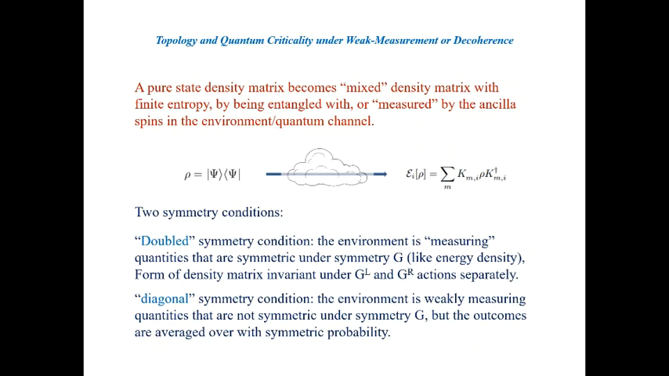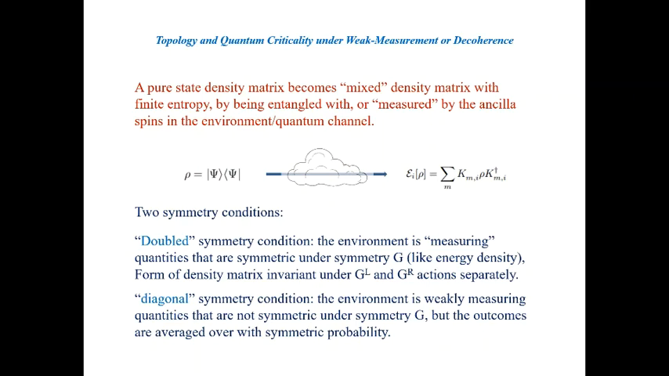In previous talks, this was called a strong symmetry condition. But then there's also a weaker symmetry condition. Here, I would call it a diagonal symmetry condition. The reason is that suppose the environment is measuring quantities that are not symmetric under symmetry G. However, eventually, we consider all the measurement outcomes with a symmetric probability. Then the system still has the symmetry G, only in an average sense.